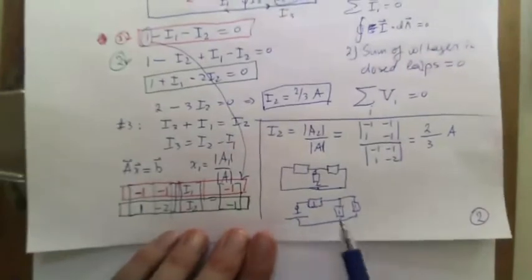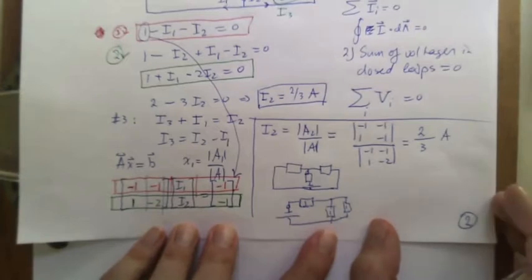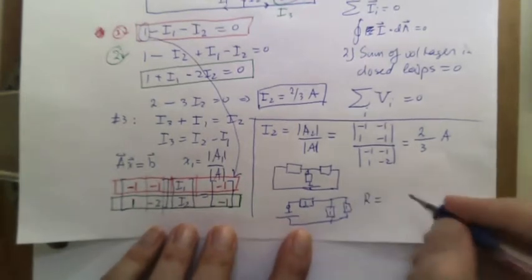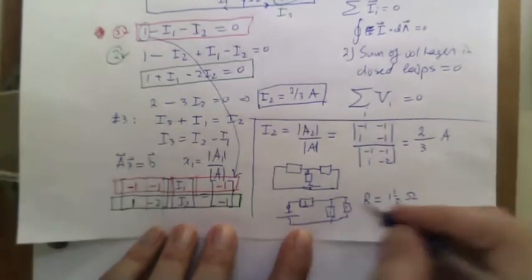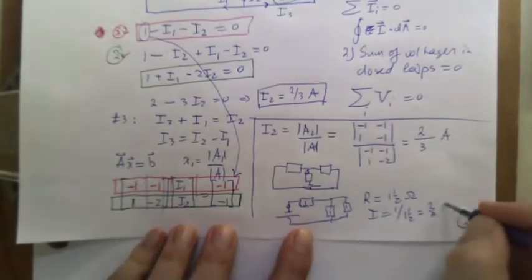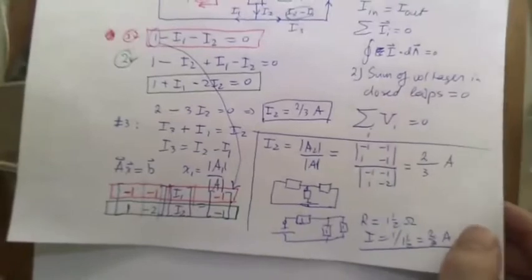So you could totally do that if you want to. But it's a little bit of an advanced trick. Yeah, so the total resistance is 1.5 ohms if you work it out. So therefore I is 1 over 1.5, which is 2/3 amp. Same story. All right, so that's advanced circuits.